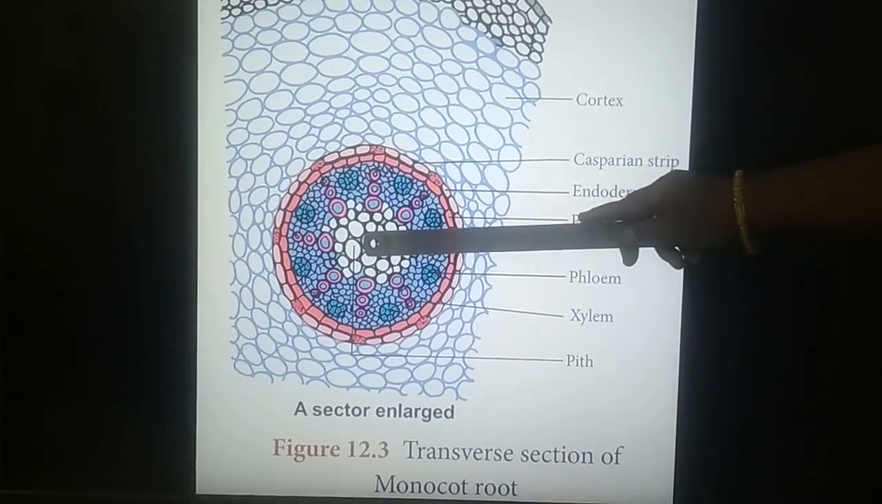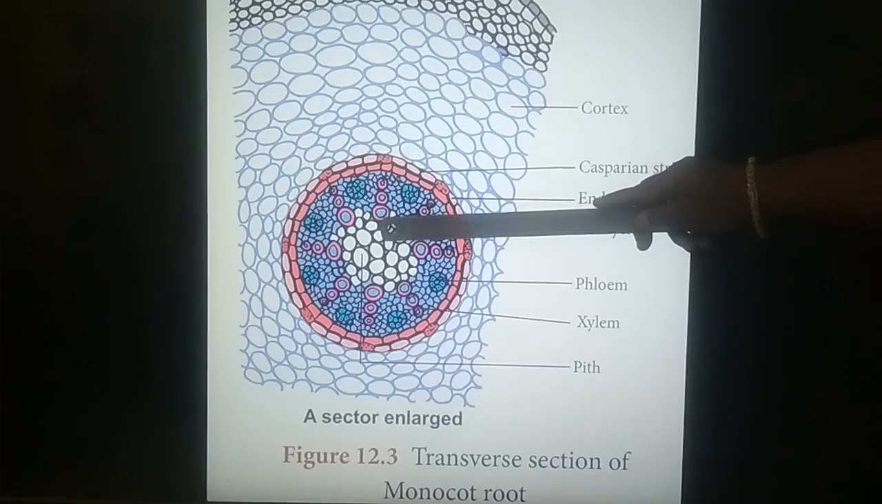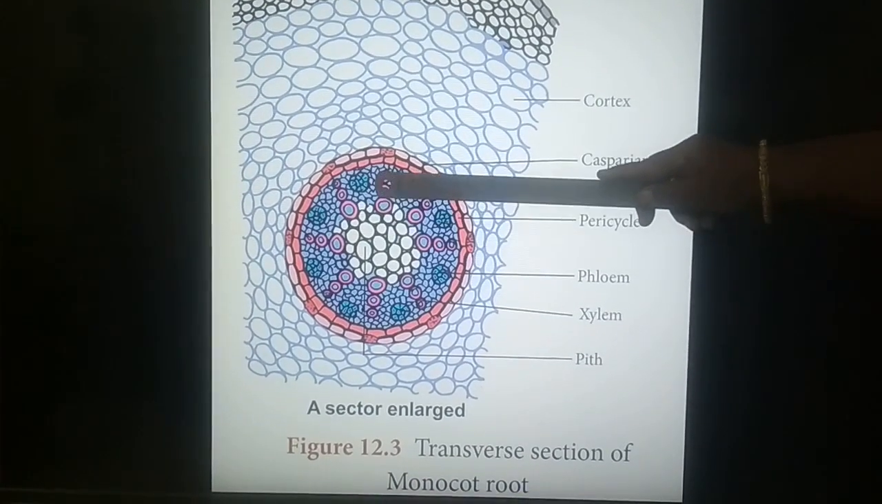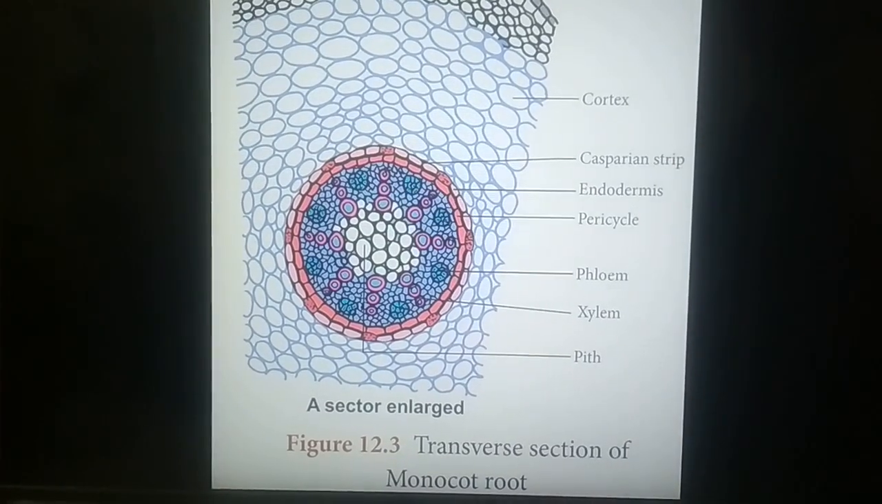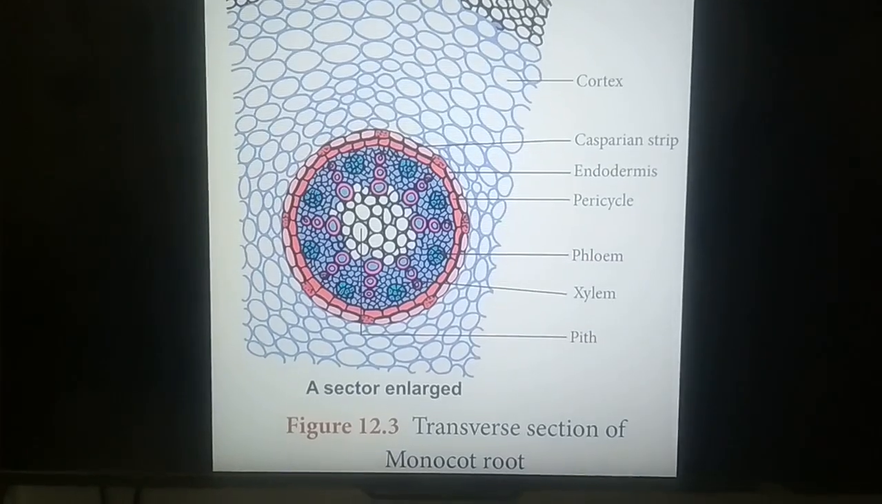Then here is another difference: the pith is clearly seen. It is formed of parenchyma cells. So there is a pith which is made up of parenchyma cells with intercellular space and stores food material.